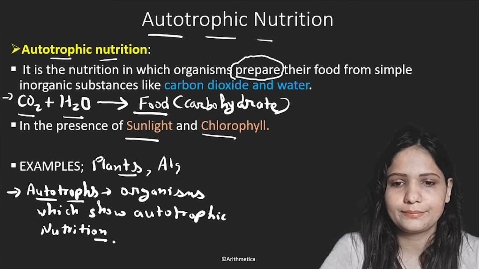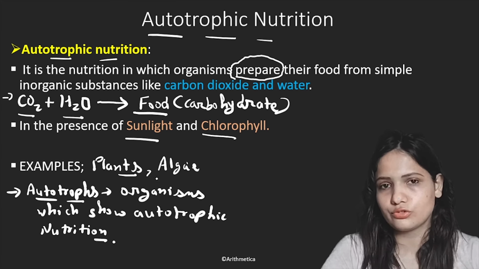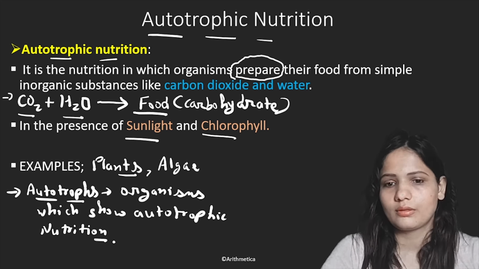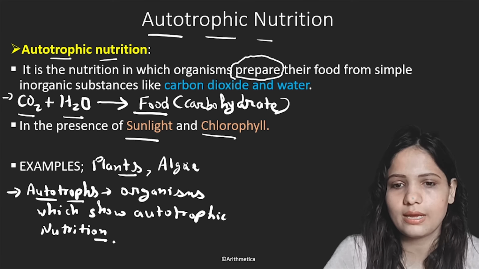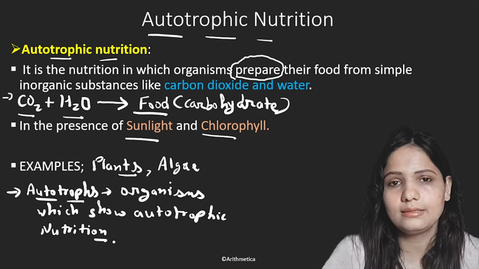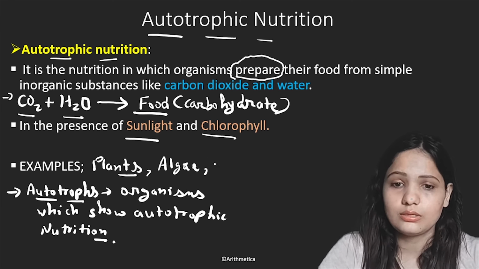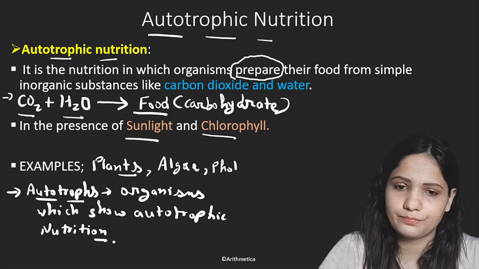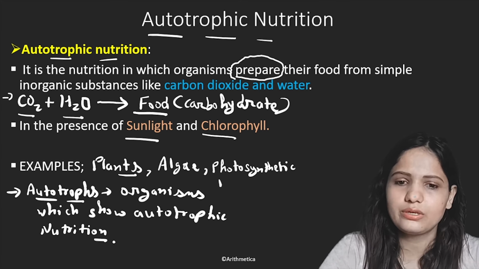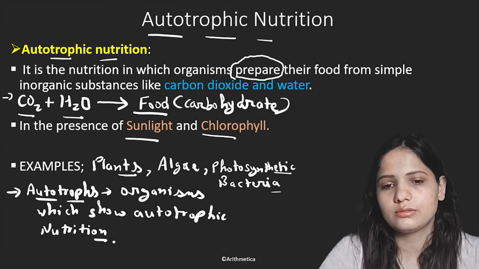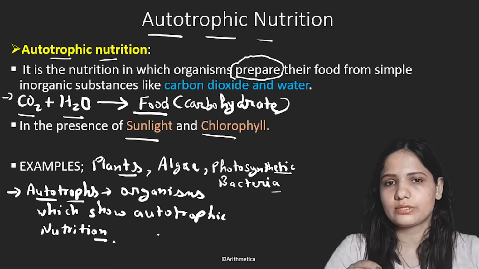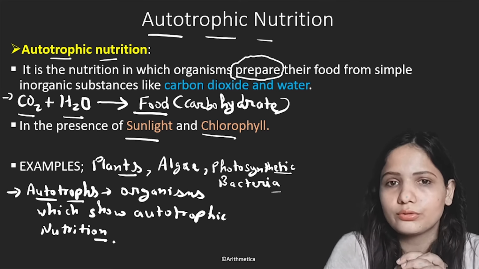Now algae. Green algae also show this mode of nutrition. They also have access to sunlight and they are organisms which show the autotrophic mode of nutrition. Now photosynthetic bacteria, or you can also write certain bacteria, if you don't remember the word photosynthetic. If you remember, that will be good. Plants, algae, photosynthetic bacteria are the examples of autotrophic nutrition.